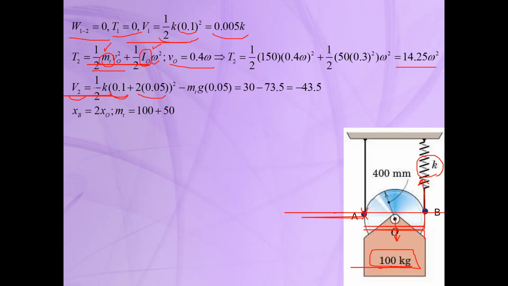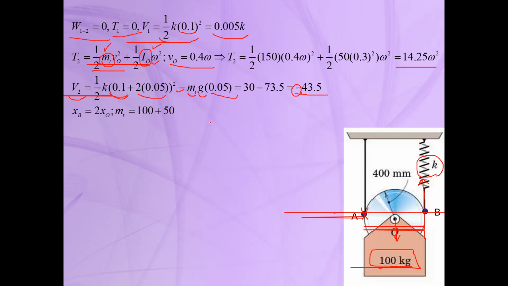Okay, so we will have half times k x squared. And for the gravity potential energy, because the final position is under the datum level, it will be minus m_t, which is the total mass, times g times 0.05, or 50 millimeter. Okay, so this is the final position potential energy, and it's equal to minus 43.5. And this is negative because, as I told you, the final position is under the initial datum level.